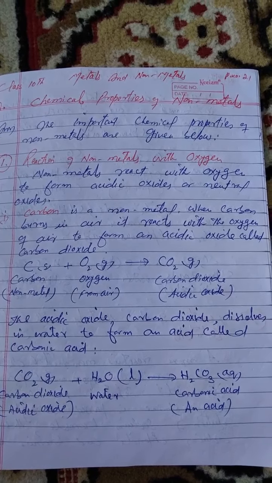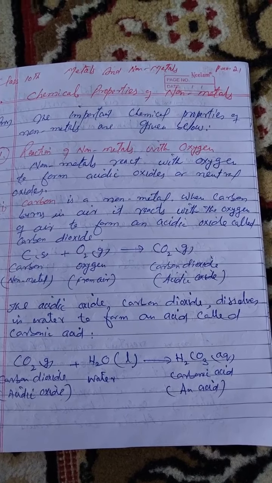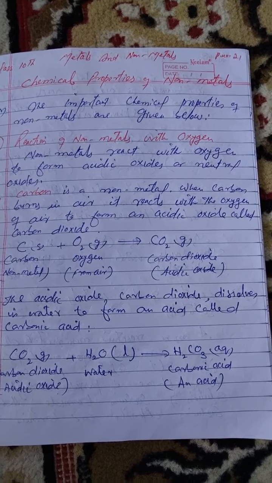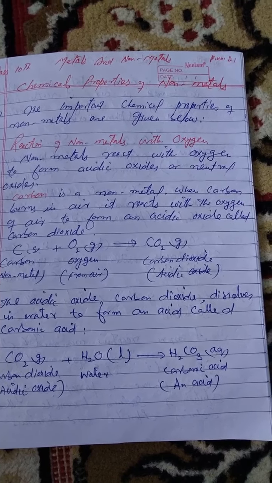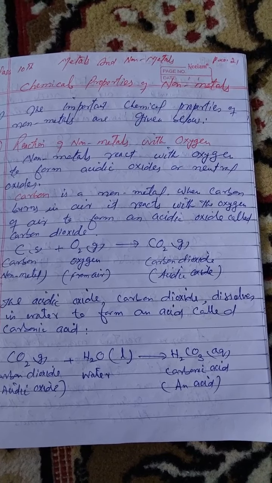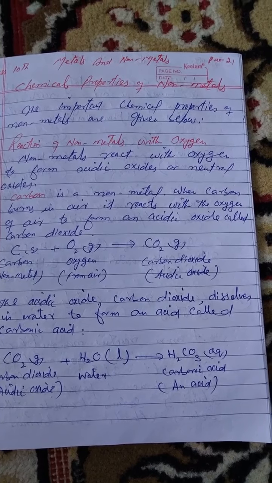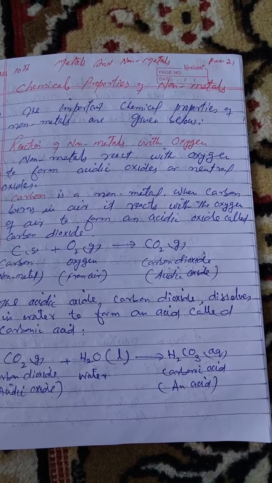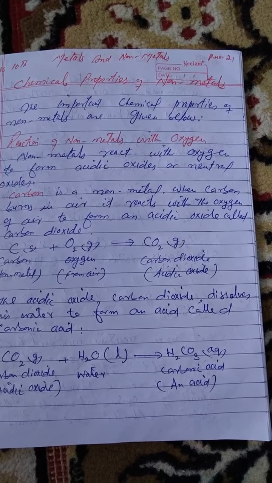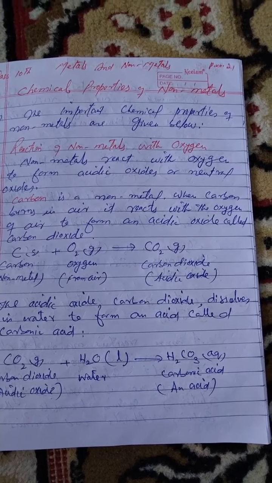Non-metals react with the oxygen to form acidic oxides or neutral oxides. Carbon forms an acidic oxide, CO2, sulfur forms an acidic oxide, SO2, and hydrogen forms a neutral oxide, H2O. The non-metal oxides are covalent in nature, which are formed by the sharing of electrons. The acidic oxides of non-metals dissolve in water to form acids.